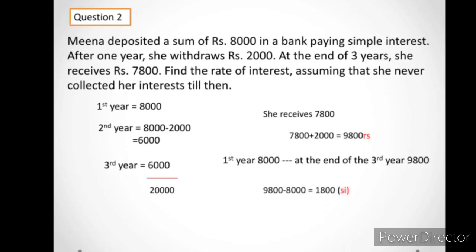So when we calculate this, 9,800 amount minus principal, we will get the simple interest, that is 1,800. So by using that we will calculate the rate of interest easily, that is 1,800 by 20,000, that is total amount, into 100, that is equal to 9%. In this simple way we will calculate the problem.